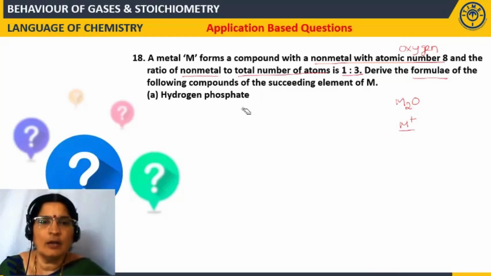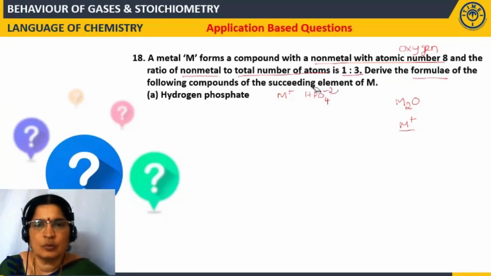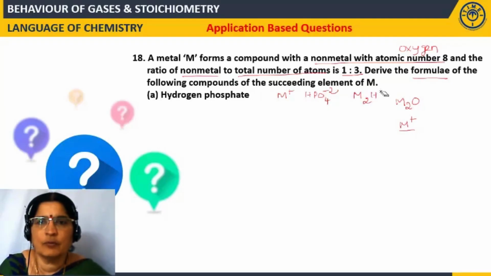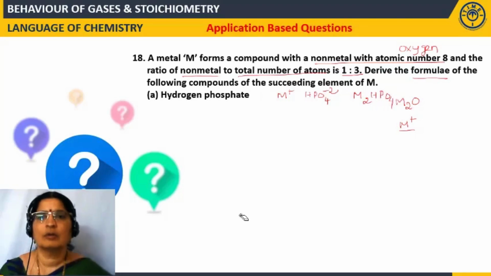Now you see hydrogen phosphate. So M plus and then HPO4 minus 2. So the formula of the compound should be M2HPO4. Right?